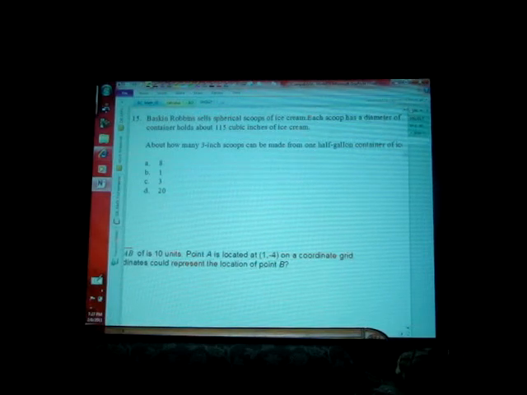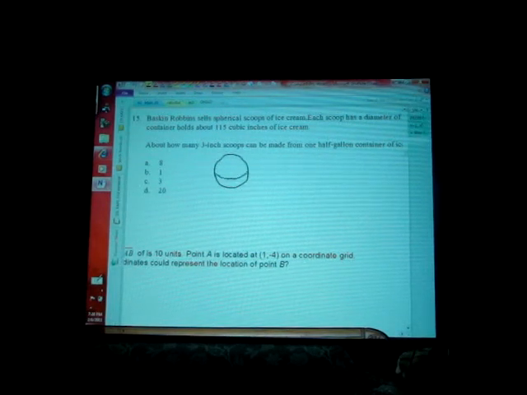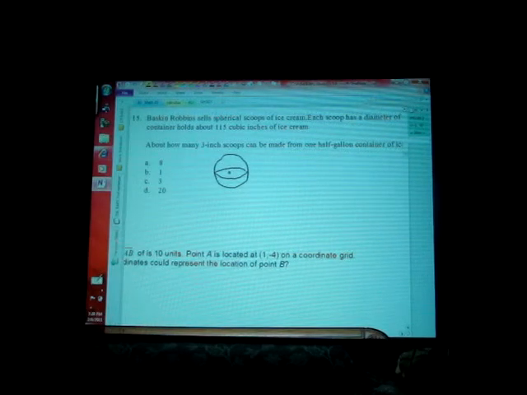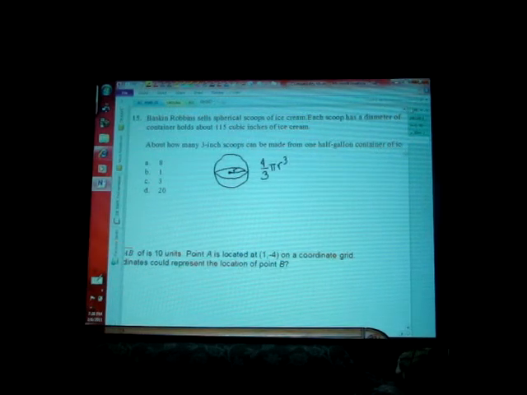Number 15 says, Baskin-Robbins sells spherical scoops of ice cream, okay? Keep in mind, a sphere, here's its radius, has a formula of 4/3 pi r cubed, okay?